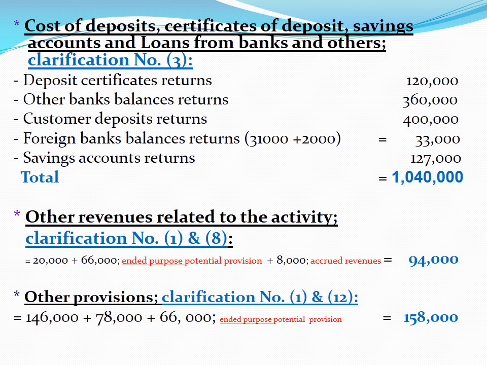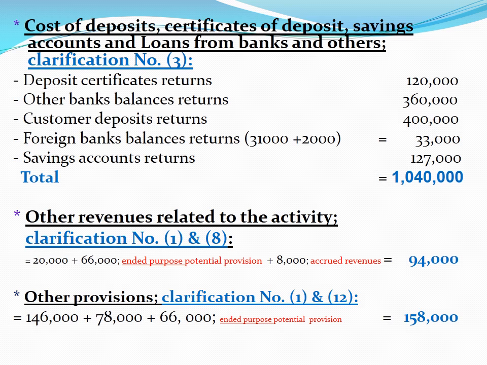31,000 plus 2. Where is the 2? Look at adjustment number 2, the second, third line. It says return on foreign bank balances. It should be 33, but it appeared 31. That's why we make it 33, and the 2,000 appear as other debit balances on the asset side. The total is 1,040,000.